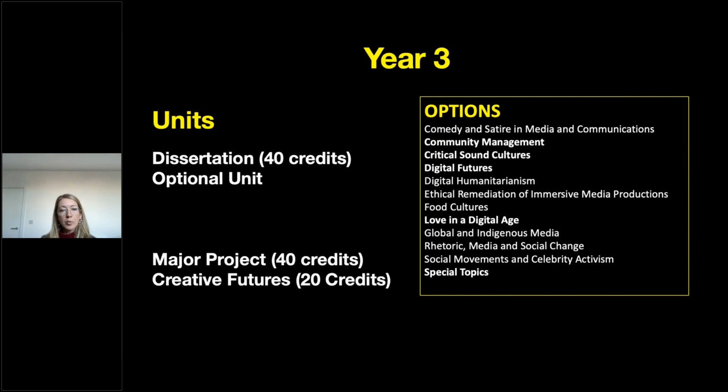So as you can see, the options are comedy and satire, media communications, community management, critical sound cultures, digital futures, digital humanitarianism, ethical remediation of immersive media productions, food cultures, love in the digital age, global and indigenous media, rhetoric, media and social change, social movements and celebrity activism. And then we've got special topics on rotation each year.